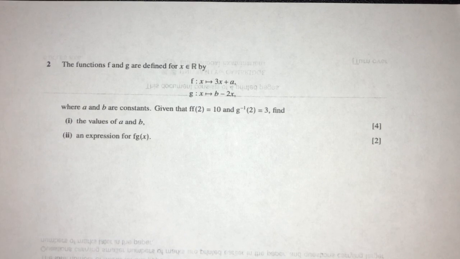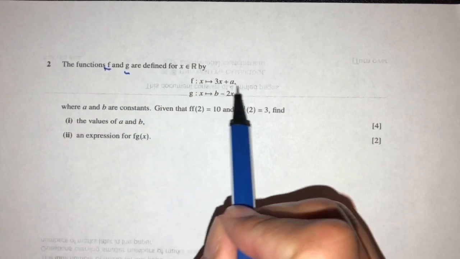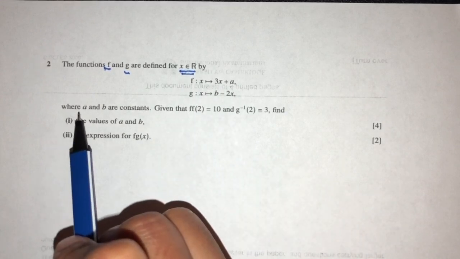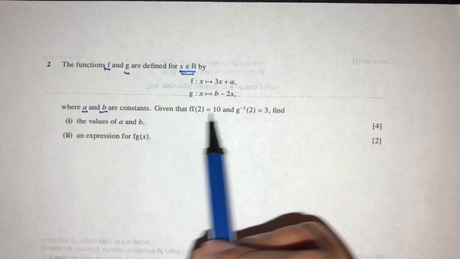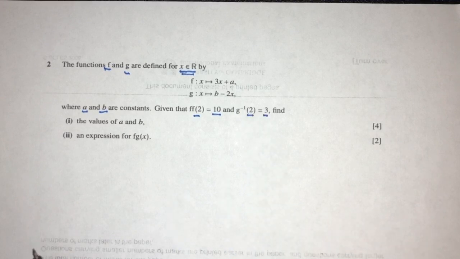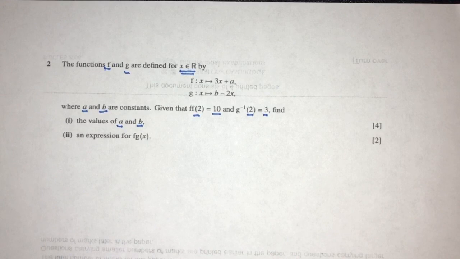Now let's move on to the next question. The functions f and g are defined by the following functions, where x can take any real values. Where a and b are constants to be found, given that f of 2 equals 10, and g inverse of 2 is this. So let's see how we can use those to find the values of a and b. Step by step, just to keep things consistent, we will proceed with our usual steps.